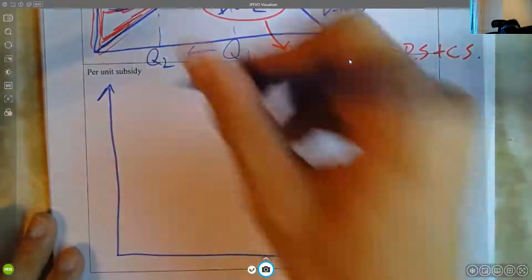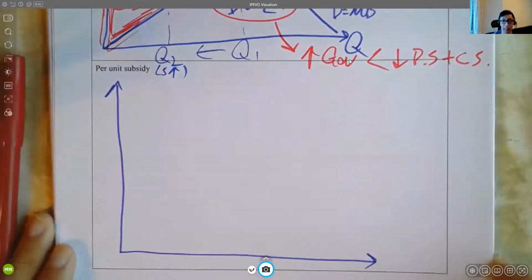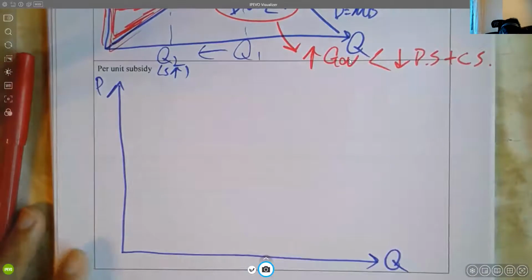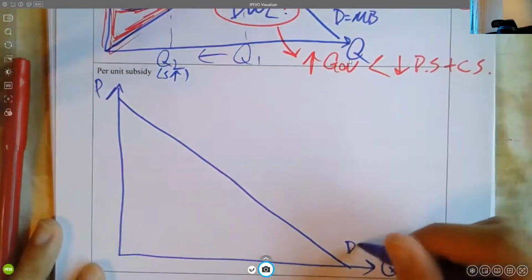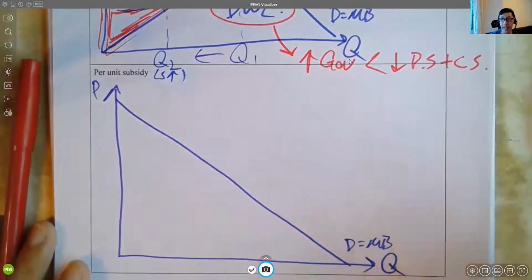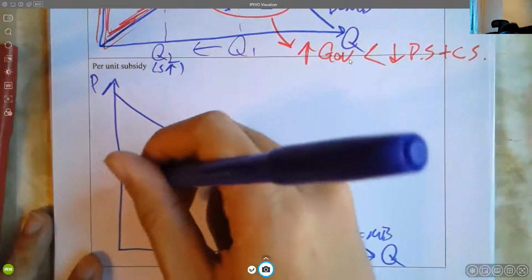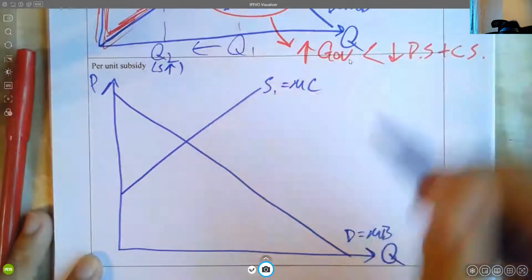Again, if you remember, subsidy would push up our supply curve, right? Now, therefore, when you draw the supply, be careful. Remember, you need to be careful. Leave some space for yourself. Here, let's call this S1 equals MC.